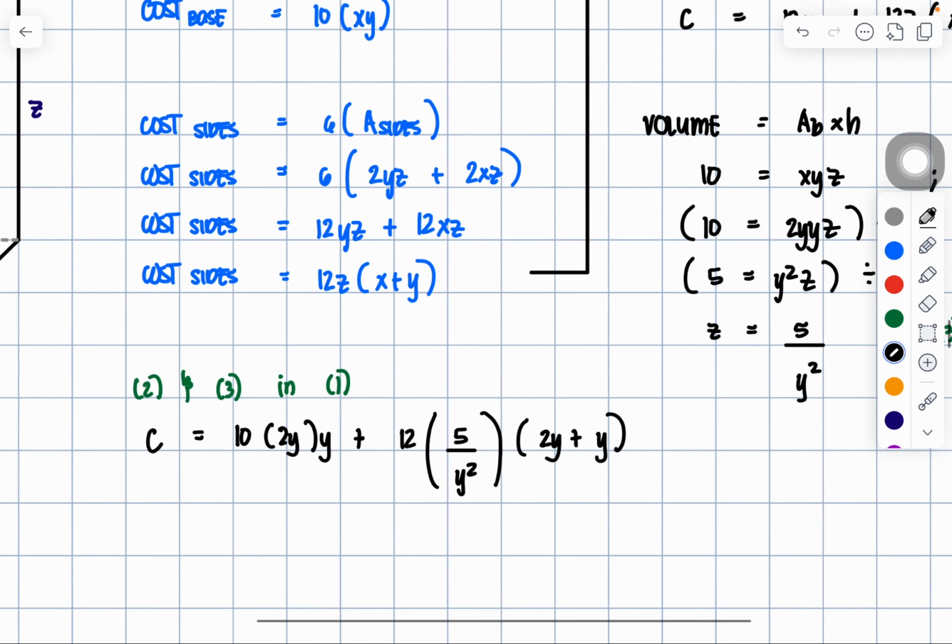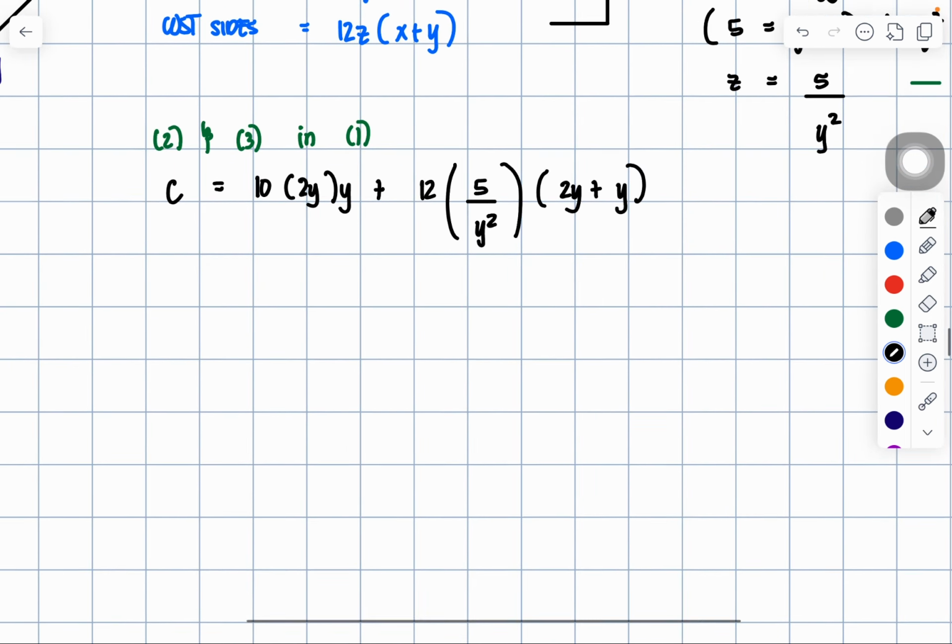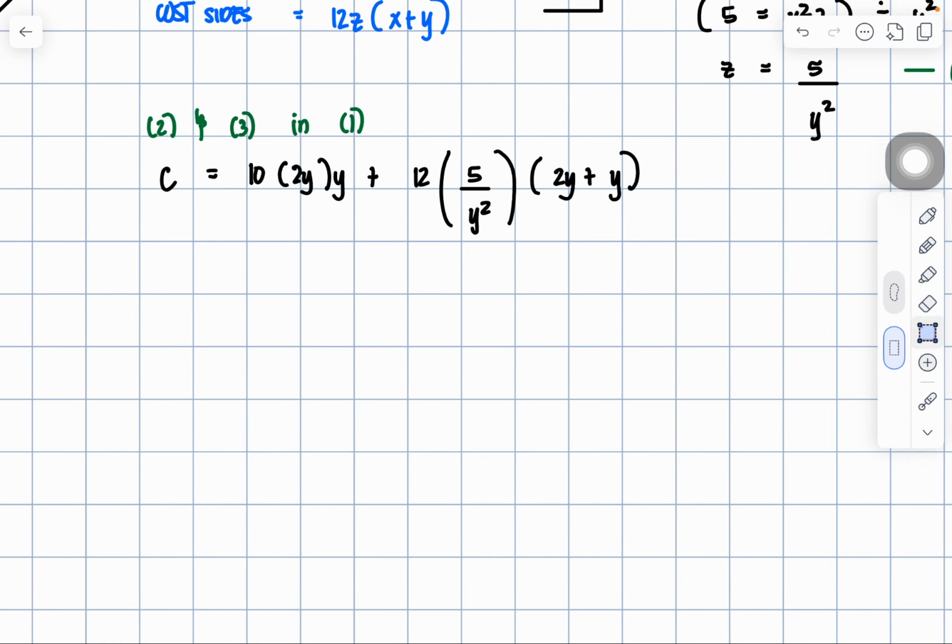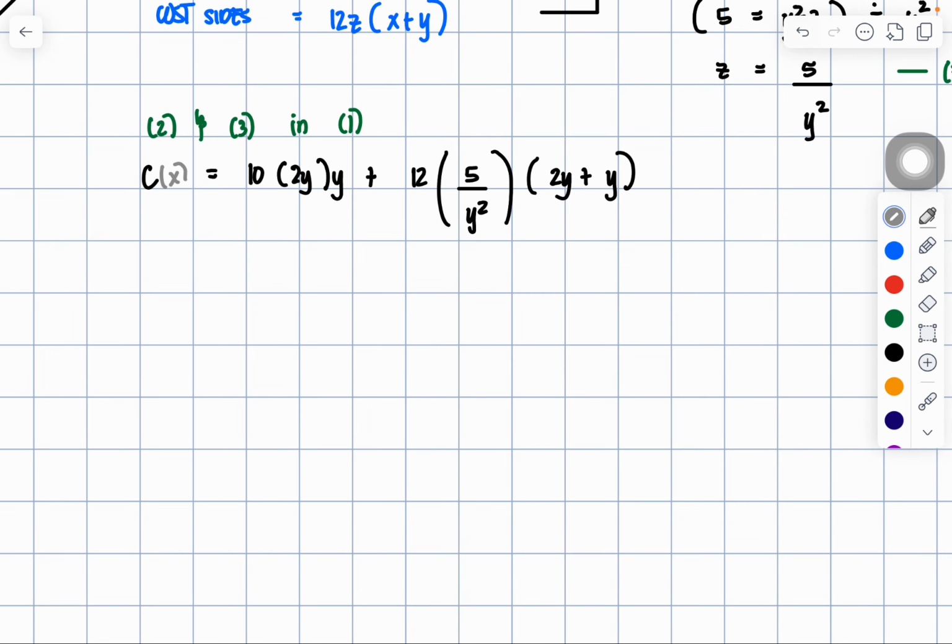Ano nang papansin natin dito? It's now represented into a singular variable. So this is your total cost in terms of y. So pwede natin isulat na ganyan. Para hindi kayo malito, pwede na natin tanggalin to, no? Total cost na yan. But for the lecture purposes, I'll add y here, no? Para alam natin na in terms of y yung equation. Now, let's simplify.